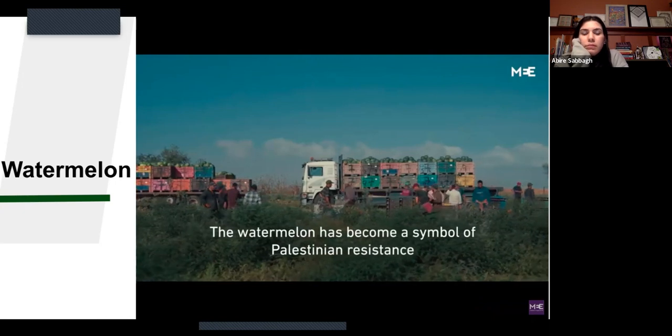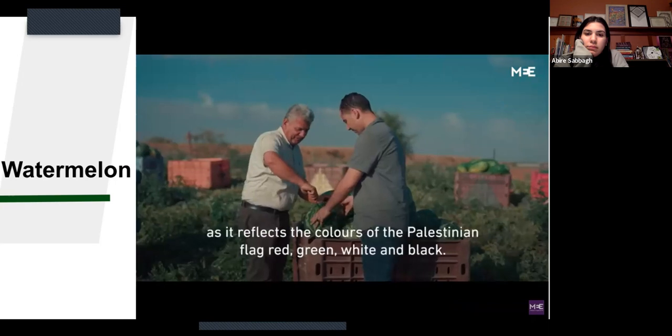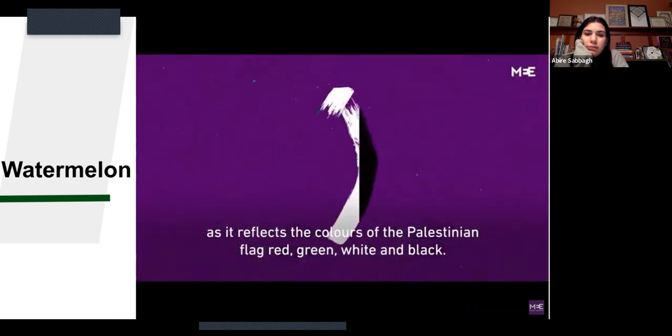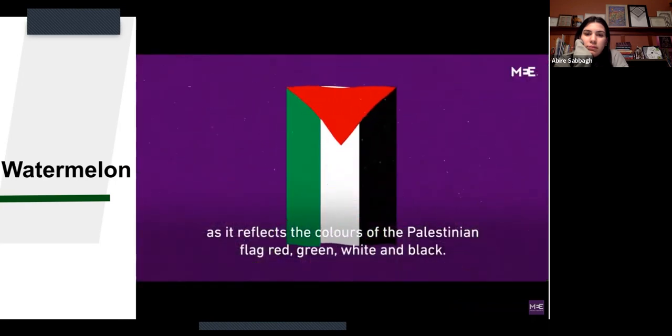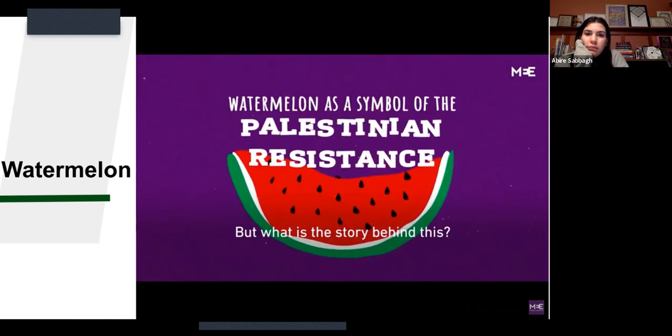The watermelon has become a symbol of Palestinian resistance over several decades, as it reflects the colors of the Palestinian flag: red, green, white, and black. But what is the story behind this?